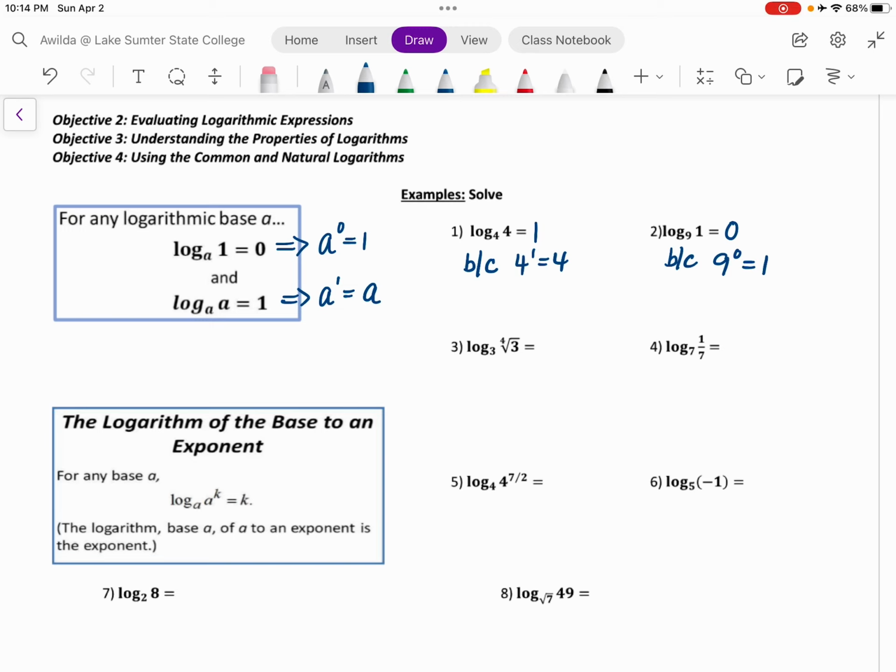Next, we have logarithm base 3 of the 4th root of 3. Well, let's rewrite the 4th root of 3 as 3 to the 1/4 power. Well, logarithm base 3 of 3 to the 1/4 power will be 1/4 because 3 to the 1/4 power is equal to 3 to the 1/4 power. Again, notice what we're doing here. We're writing the base, exponent, result.